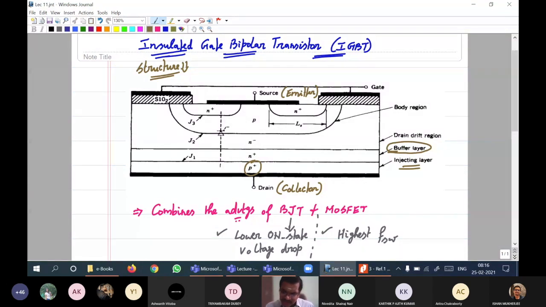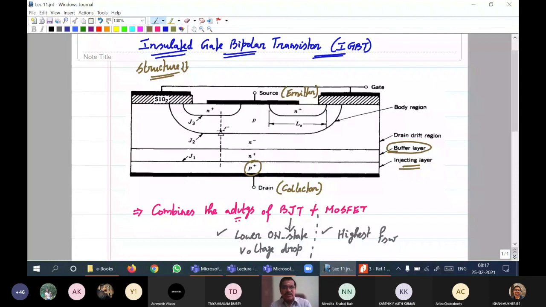Now, the structural difference is the presence of a P plus injecting layer. This structural difference is going to cause a lower on-state voltage drop, and the switching frequency will not be as high as the MOSFET, but it will be moderate.